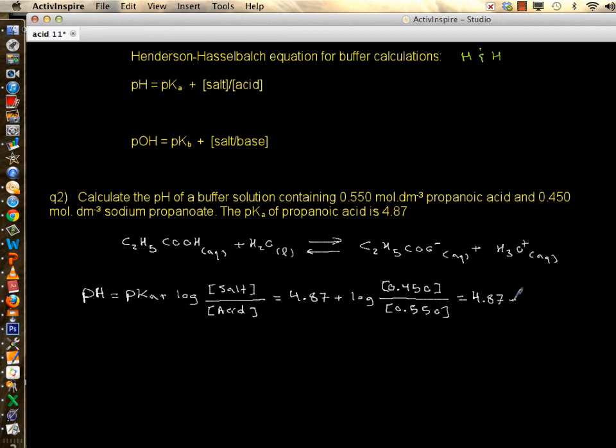So this is 4.87 plus, now log of this number, the log of a number less than 1 is always negative, so this you will get minus 0.0872. So pH is equal to 4.78. This is a much quicker calculation than ICE, but the condition is you have to remember it the way it's written. It's concentration of salt over acid. If you do vice versa, your pH is in the neighborhood, but it's not exact.